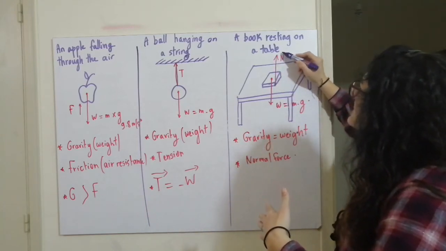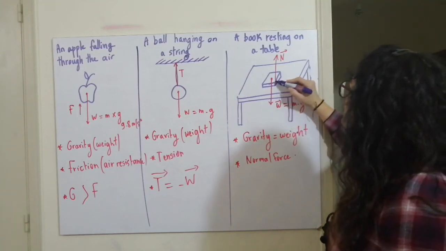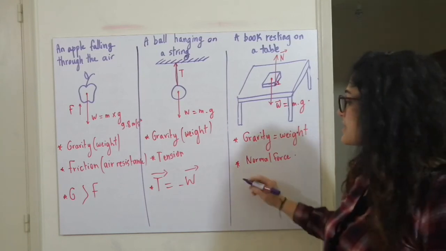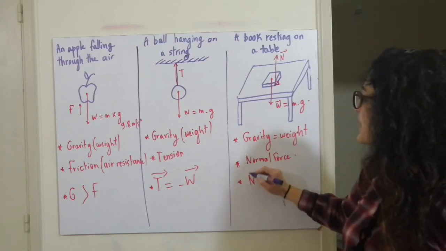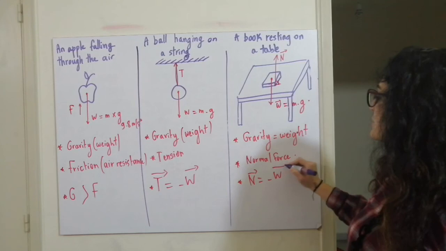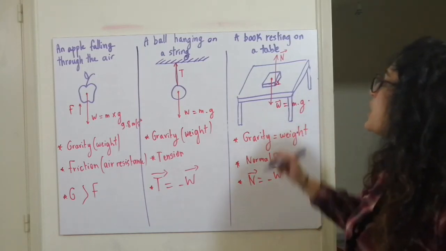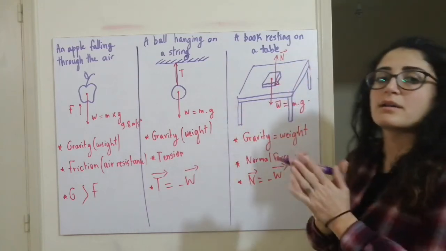It's always perpendicular to the surface. We have to compare their sizes as well. In this case as well, N equals minus W. Because the book is resting on a table, it's not moving, which means the forces are balanced.